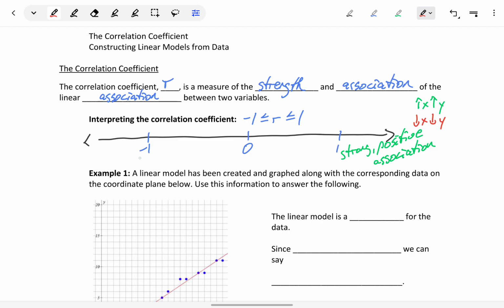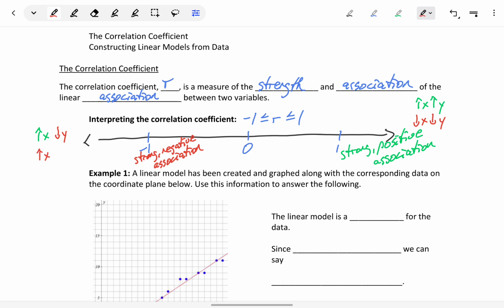If our value for r is -1 or close to -1, then we have a strong negative association. Keep in mind, positive and negative don't mean good and bad in this case. They just mean corresponding or opposite behavior. So in this case, if we have a strong negative association, it means our variables are changing in the opposite direction. So if our x variable is increasing, then our y variable is decreasing.